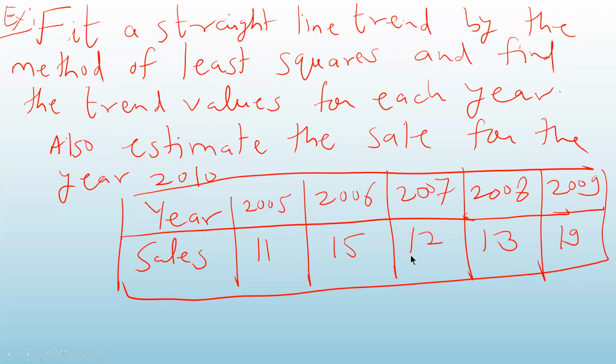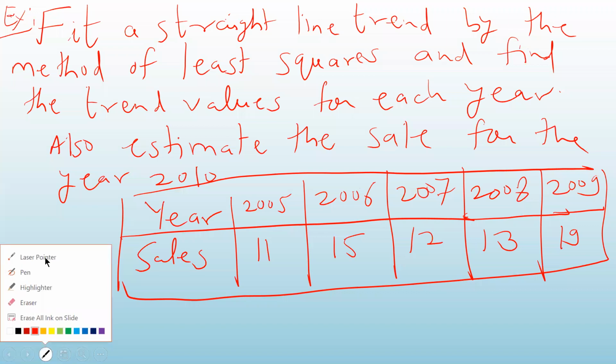Today we are going to solve the problems on least square methods. Given a time series, how to find out the equation of the trend line and estimate the trend for future years, or for the given year, how to find out the trend values. So let us look at this problem.